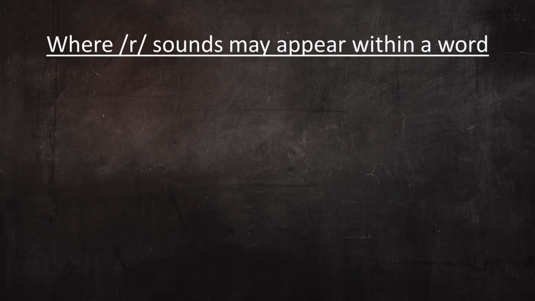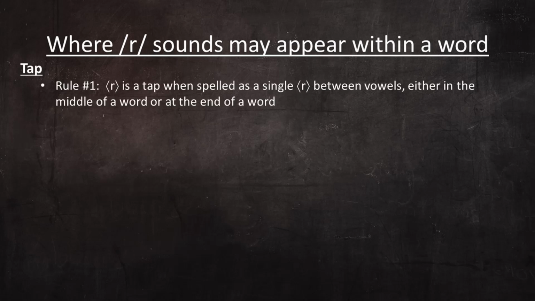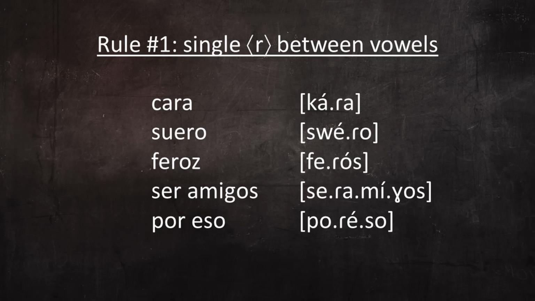Now let's talk about where these different R sounds may appear in Spanish words. First we'll discuss the tapped R, then the trilled R, and finally we'll discuss when R can be either a tap or a trill. R is pronounced as a tap when spelled as a single R between vowels, either in the middle of a word or at the end of a word when the next word starts with a vowel. Listen to these example words and phrases. Cara, suero, feroz, ser amigos, por eso.